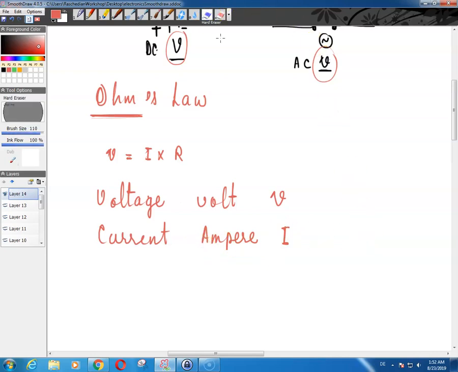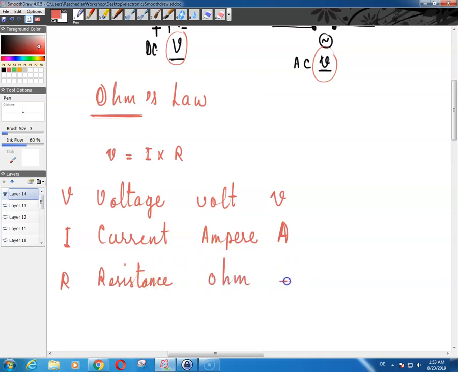I'm sorry, the unit is written this way with capital A. So voltage itself is denoted by capital V, the current is denoted by I, and resistance is denoted by R. The unit for resistance is ohm, denoted by the Greek letter omega. So this is basically all about the relationship between V, I, and R.